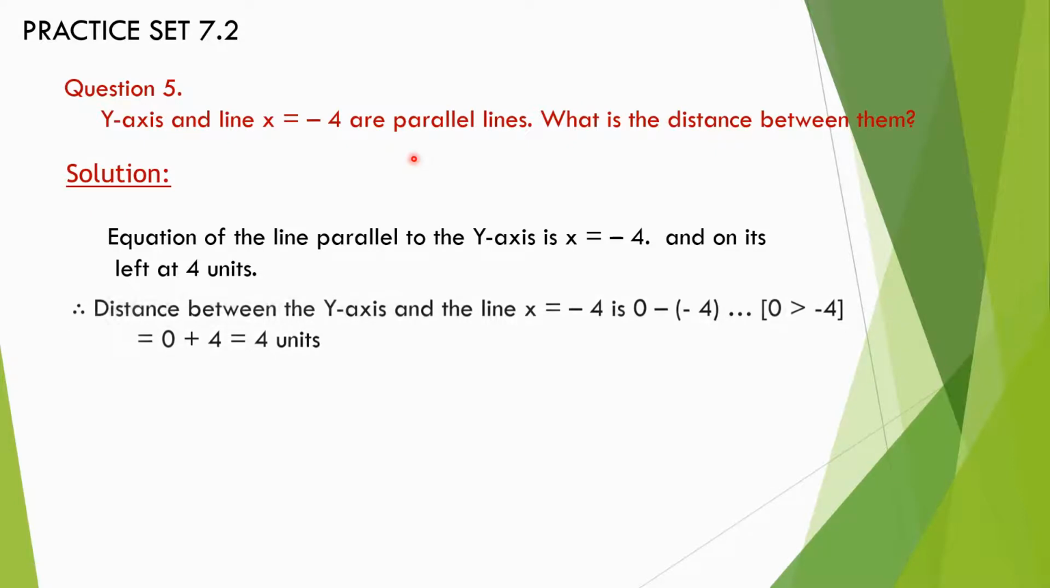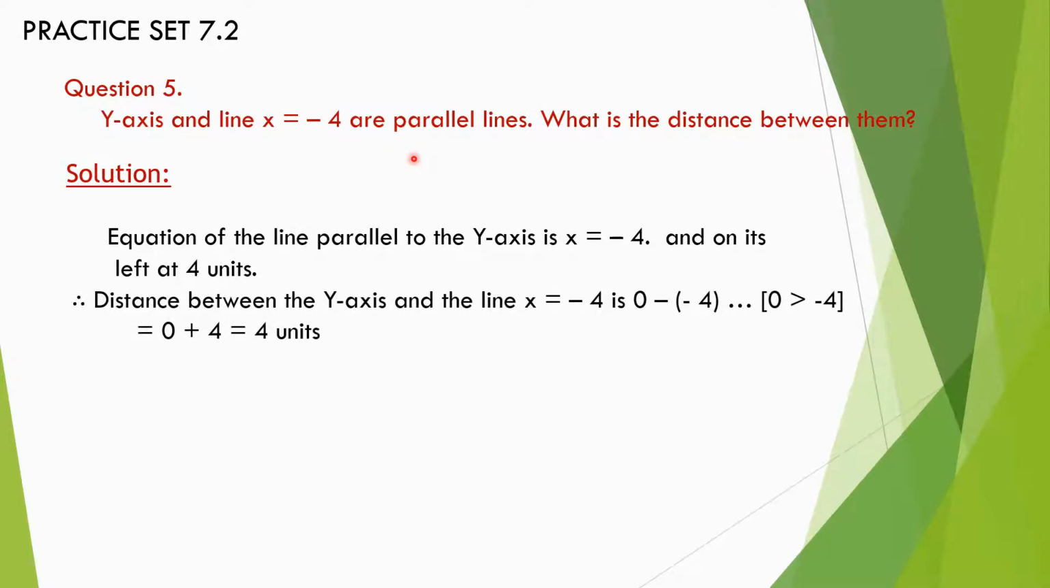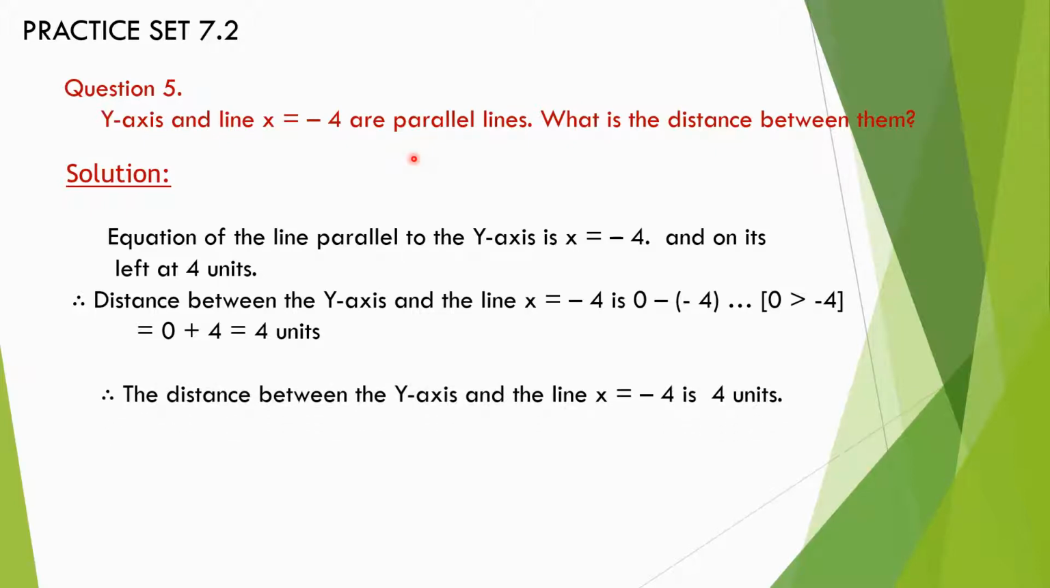Therefore, the distance between the y-axis and the line x is equal to -4 is 0 minus (-4), that is, 0 plus 4, which is equal to 4 units. Therefore, the distance between the y-axis and the line x is equal to -4 is 4 units.